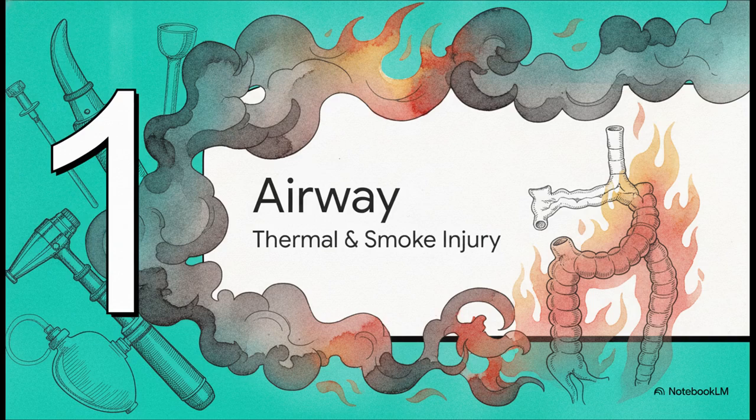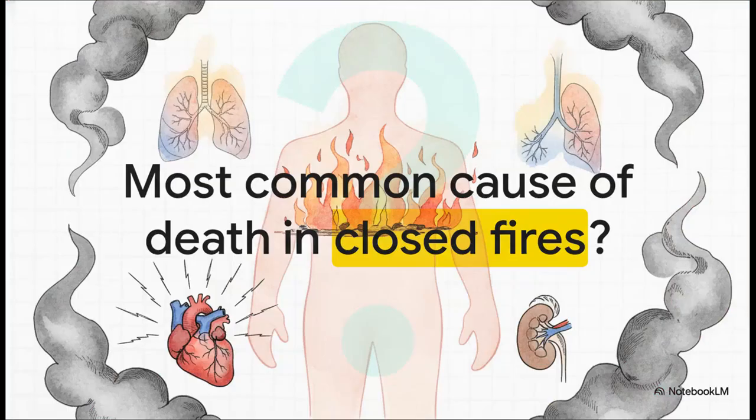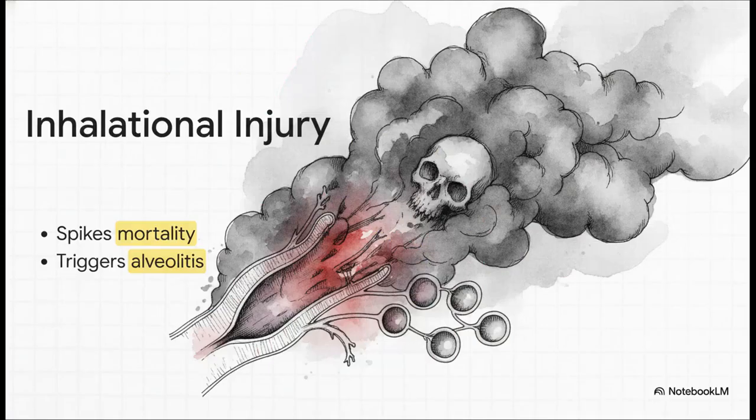Okay, Section 1, Airway, Thermal and Smoke Injury. All right, here's our first case. What's the most common cause of death in a person who sustains a closed space burn? Is it A, heart failure, B, inhalational injury, C, renal failure, D, cardiac arrhythmias, or E, shock? Go ahead and lock in your answer. And the correct answer is B, inhalational injury.